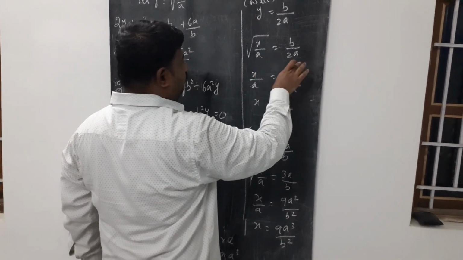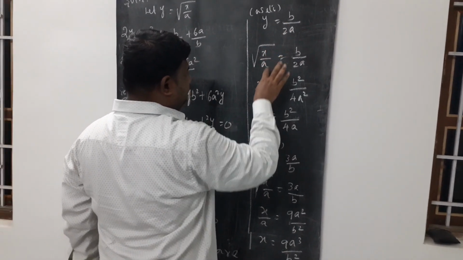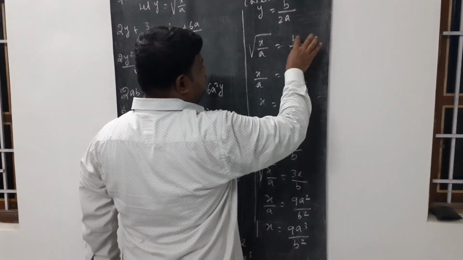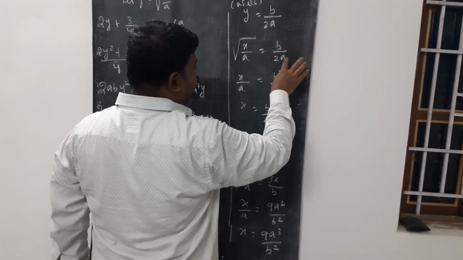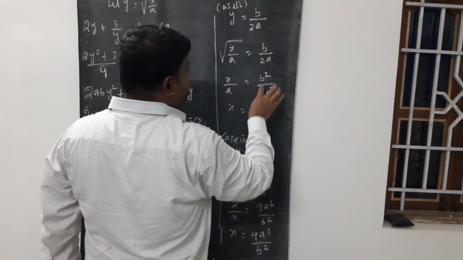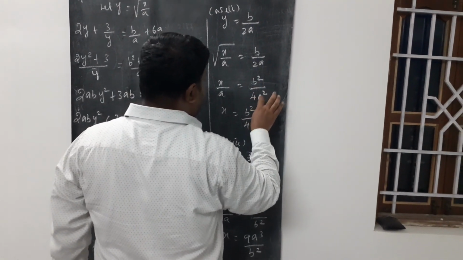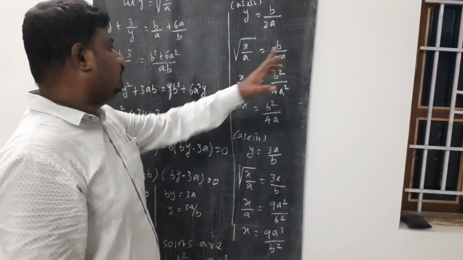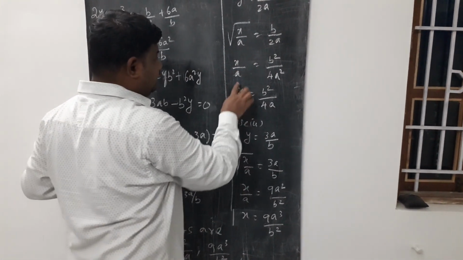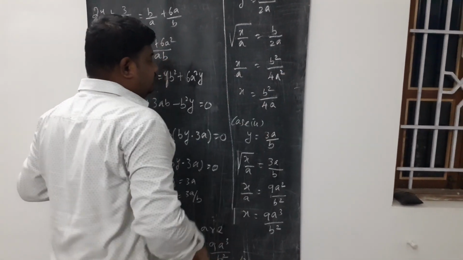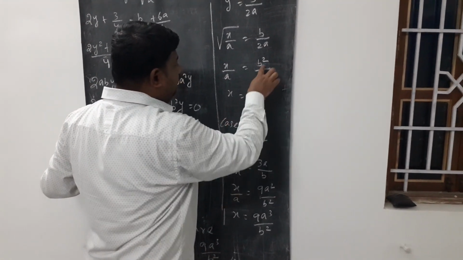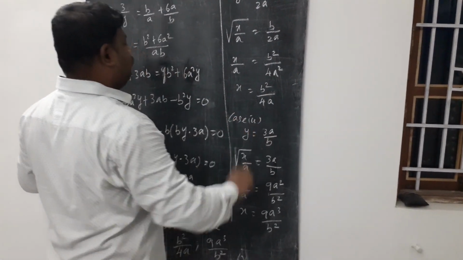Taking square on both sides, square root and square cancel, we get x by a. Here b square, 2a the whole square means 4a square, so b square by 4a square. I need only x, so a square cancels. Finally we get x is equal to b square by 4a. This is one of the values.